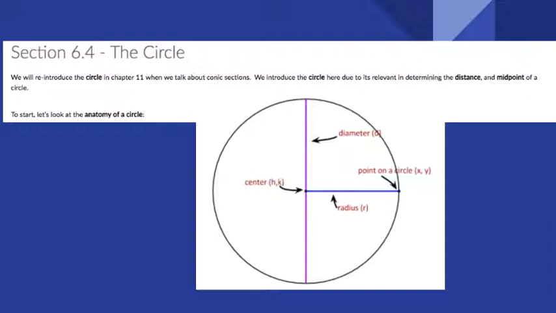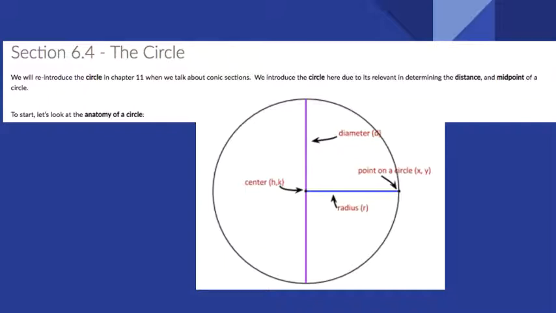As noted, we will introduce the circle again in chapter 11, but for this section, it relates to finding the distance for the radius using the distance formula and the center point of the circle using the midpoint formula. So that's why the circle is being introduced here.